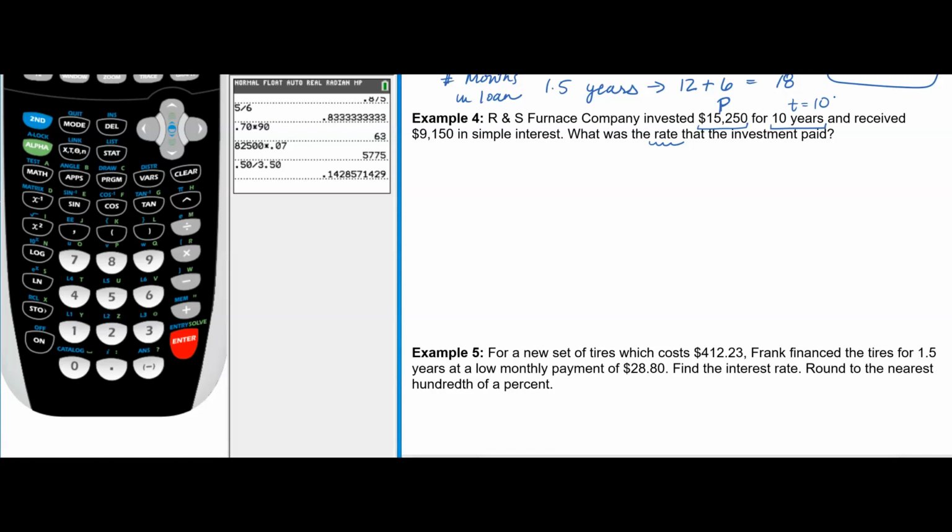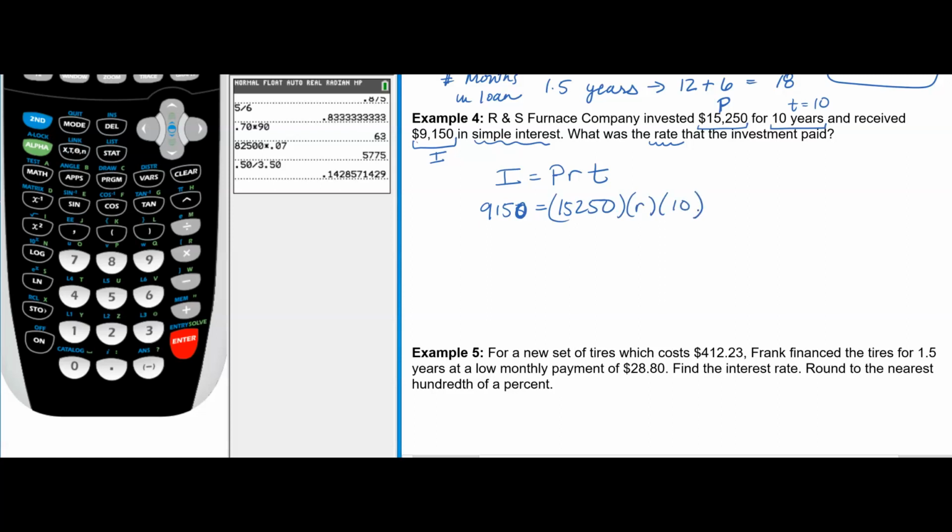$9,150 in simple interest. So that's going to be my I. What was the rate? So let me write down, it says simple interest. So I write down my simple interest formula. So I equals PRT. Some people say this is the PERT equation, just to help themselves remember. And let's plug in what we know. So 9150 goes in for interest. 15,250 goes for principal. I don't know what rate is, and time is 10 years.